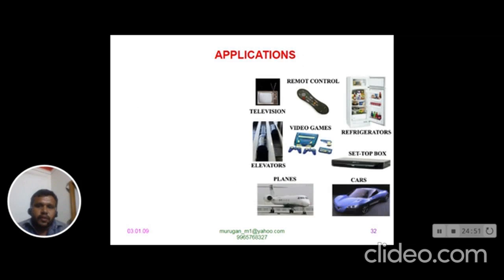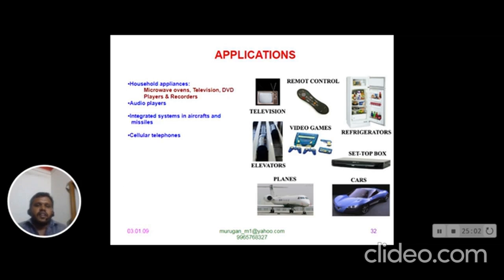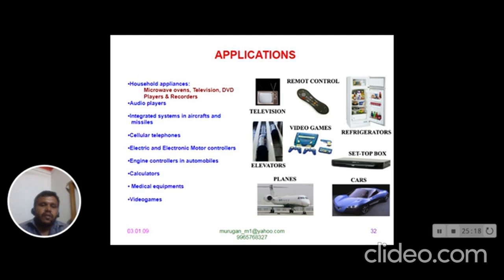Applications of the embedded system: we know it is used in real-time applications like household appliances, audio players, integrated systems, aircrafts, missiles, cellular telephones, electrical and electronic motor controllers in industrial sites, engine controllers for automobiles, calculators, medical equipments, video games, digital musical instruments, and so on.